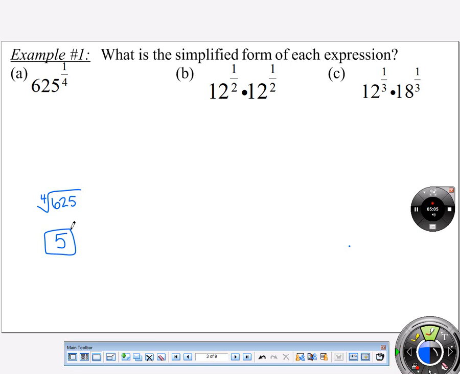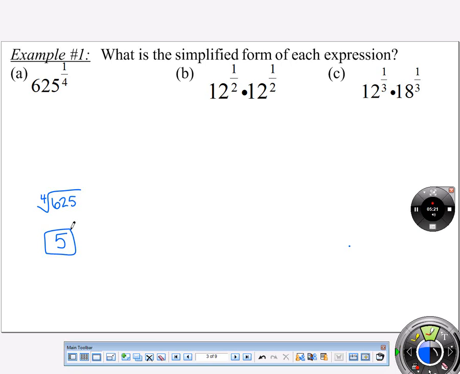Okay, what about part B? 12 to the 1/2 power times 12 to the 1/2 power. Any ideas about what this is going to work out to be? Damien? 2/2, which is 1. Good, and what's the base?